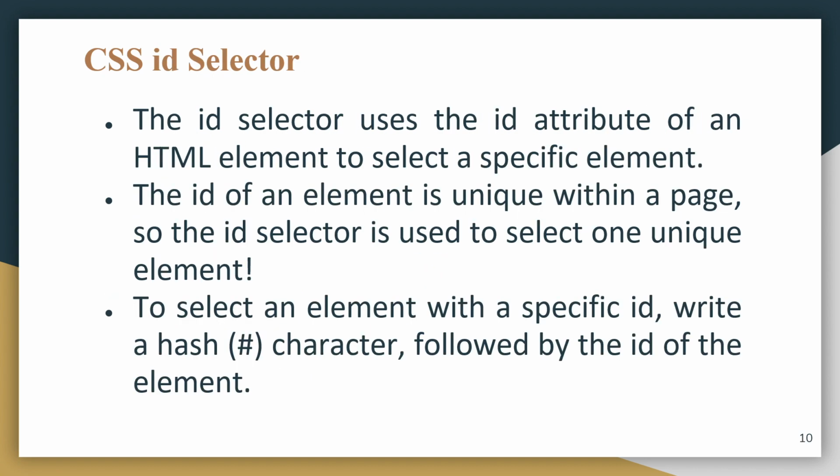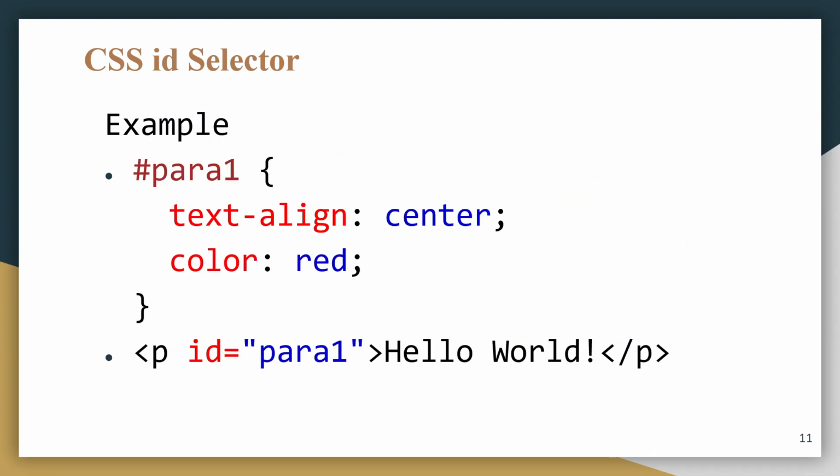Next, the CSS ID selector. The ID selector uses the id attribute of a particular element. The id is unique within the page, so only one unique element is used for the ID selector. To select an element with a specific id, you write the hash character followed by the id. See the example. Here we have the hash symbol followed by para1, so para1 is the id.